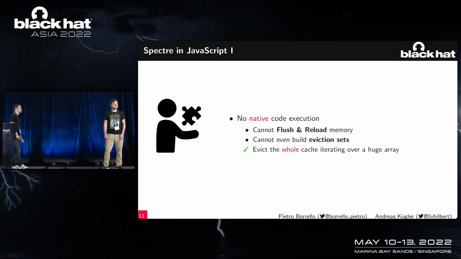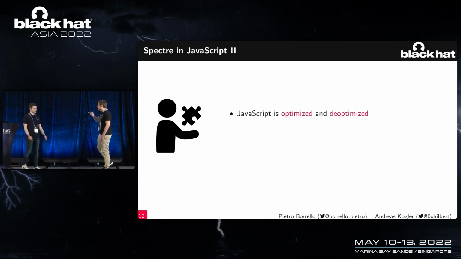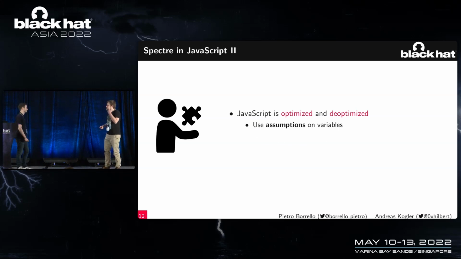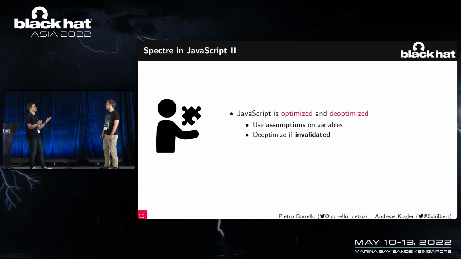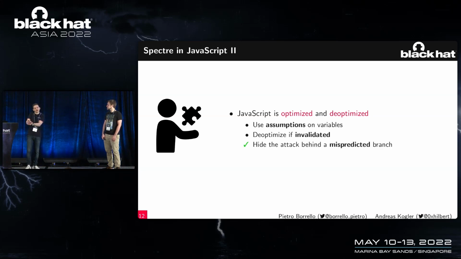Okay, but still, Java is a highly optimized and de-optimized language. It has assumptions on the variables it uses to optimize, but if these assumptions are broken, then it's de-optimized again. So how could you cope with that? Okay, you're saying the JavaScript engine, V8 in this case, which is the engine that Cloudflare uses, observes the code breaking invariants. But we can just execute our attack behind a mispredicted branch so that the JavaScript engine will not observe our code breaking those invariants.